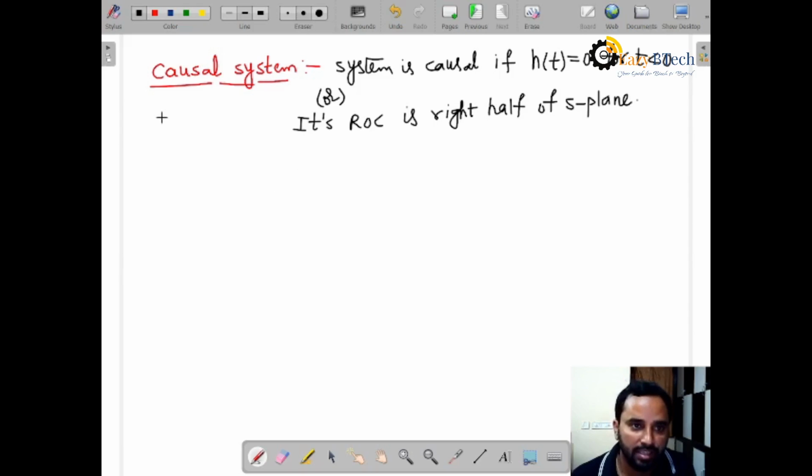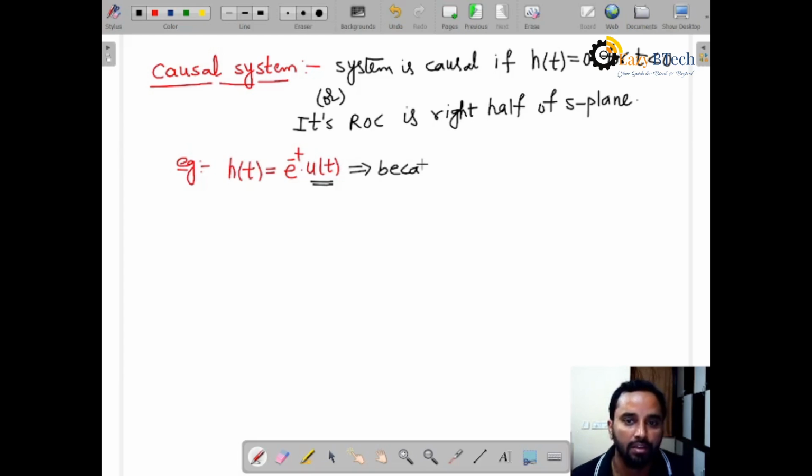Now let's see an example. Consider h of t is equal to e power minus t u of t. Now we want to know whether the system is causal or not. Here we can see directly that u of t is there in h of t. Since u of t is 0 for t less than 0, h of t is also 0 for t less than 0. Because of u of t, h of t is causal, or the given system is causal.